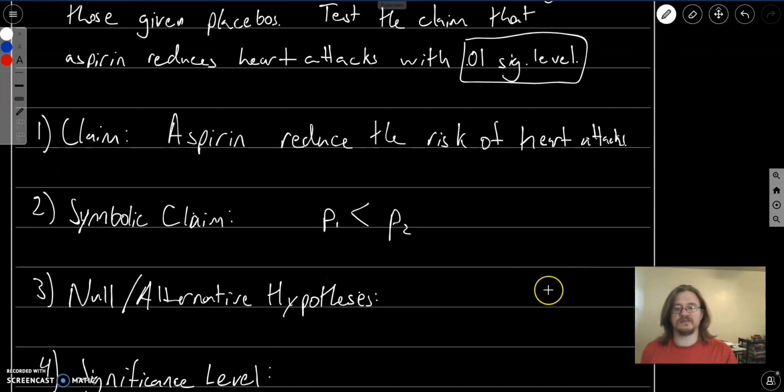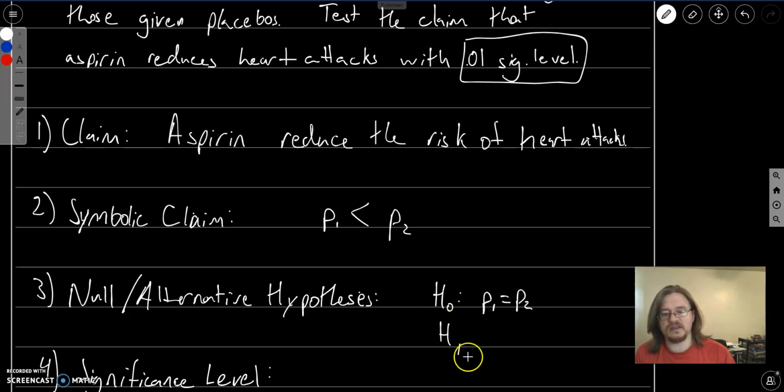Again, the null and alternative hypotheses. The null hypothesis is always with equality, so it's going to be P1 is equal to P2. And the alternative hypothesis is going to be that P1 is less than P2. Typically, we want our symbolic claim to be our alternative hypothesis. So in this case, we're just going to be testing whether or not P1 is less than P2.